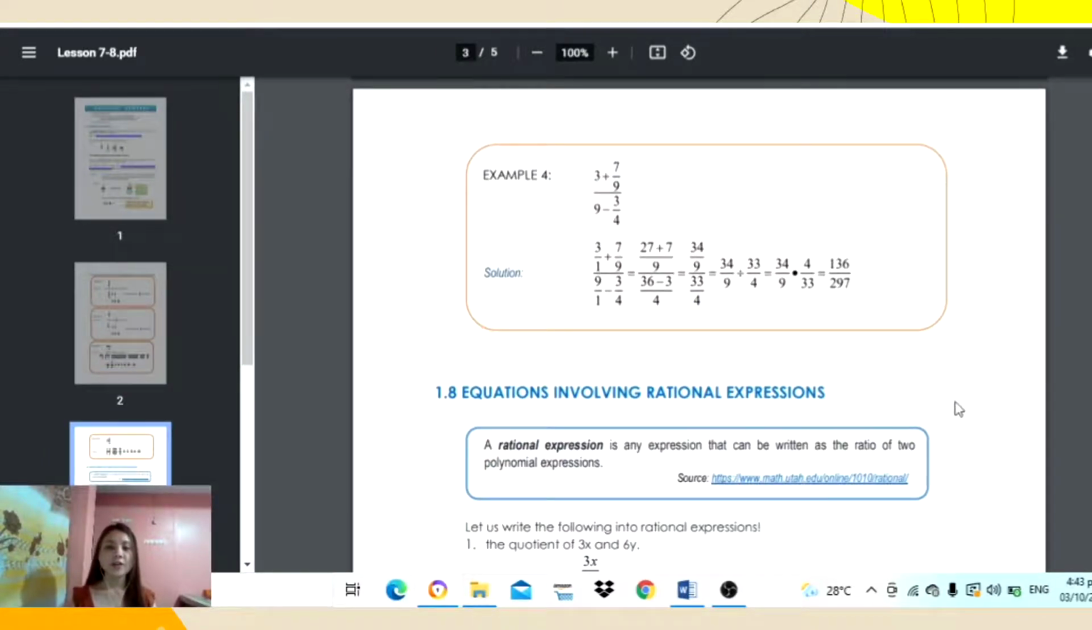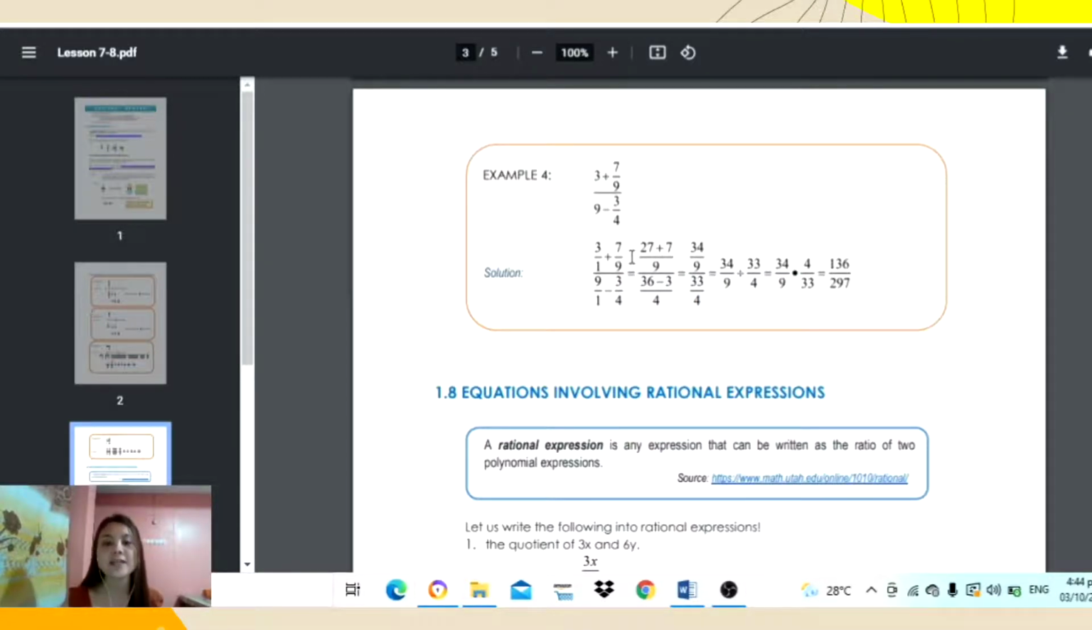Now let's proceed with example number 4. We have here 3 plus 7 over 9, all over 9 minus 3/4. Now we have to perform these operations in the numerator and denominator simultaneously in order for us to get the simplified fraction, or the simple fraction. We have here 3 plus 7 over 9, that's just equal to 3 over 1 plus 7 over 9. And also 9 minus 3/4 is just equal to 9 over 1 minus 3 over 4.